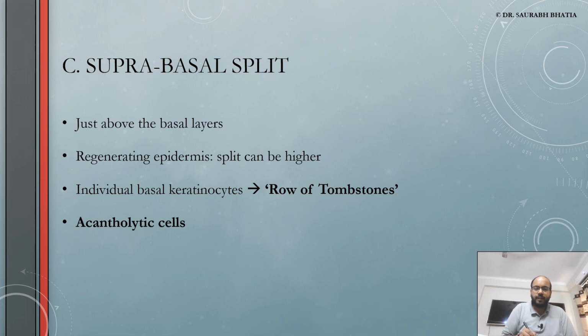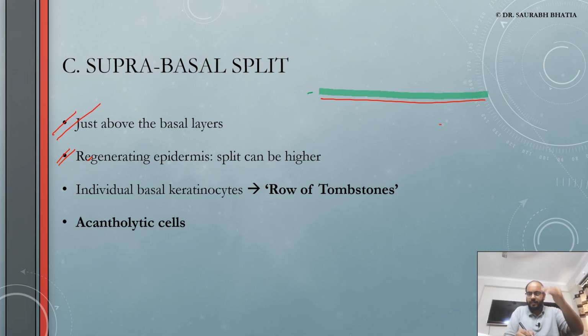In suprabasal split, the split happens just above the basal layer that we have told you about. If the epidermis is regenerating, the split can be higher. Now, understand the concept first, okay? You have the basal layer. Let's see, this is the basal layer, and all the other layers of the epidermis are like this. Okay, so this is a normal epidermis, with the red being the basal layer and the green all the other layers of the epidermis. If a split happens, the split will look like this, a suprabasal split.